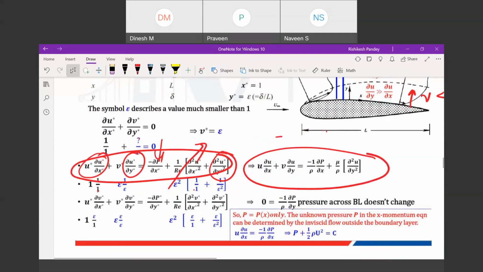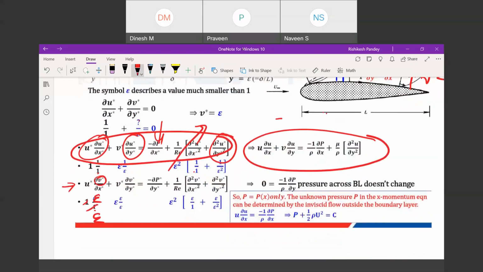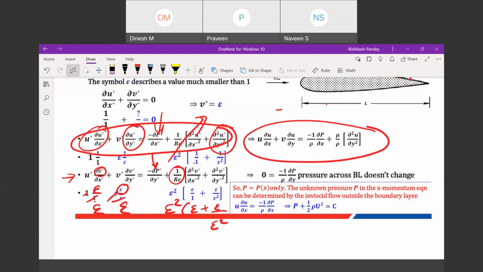Similarly, if we do order analysis in the y direction, this is order 1 times 1, and v is there, so it is of order epsilon. The epsilon can cancel out, still the order is epsilon. This term we'll see afterwards. The Reynolds number term is of order epsilon square, this is of order epsilon, this is of order epsilon by epsilon square. Now if I multiply inside, you see this is epsilon to the power 0 order, meaning its contribution is very small, close to 0.